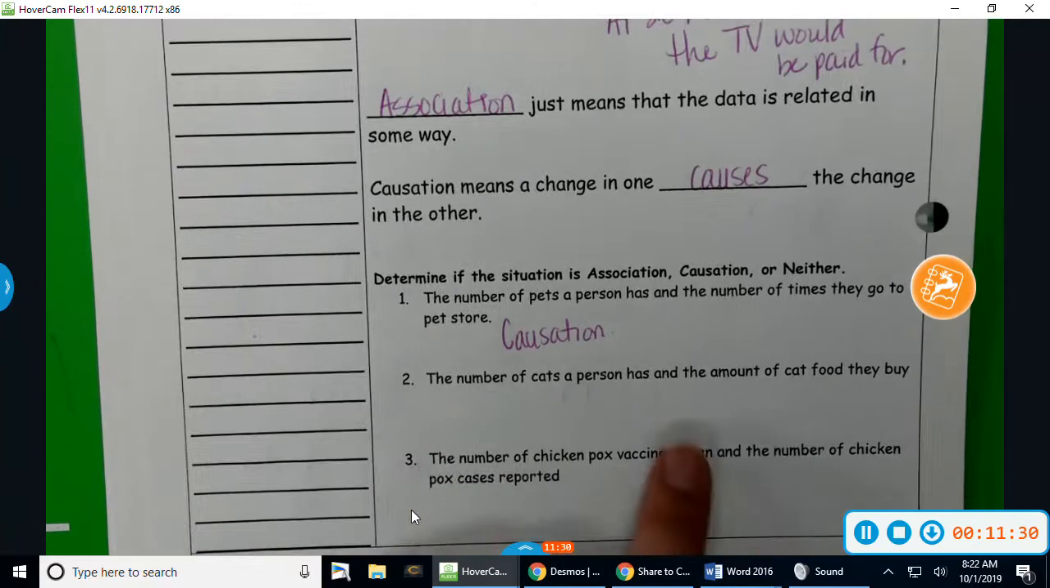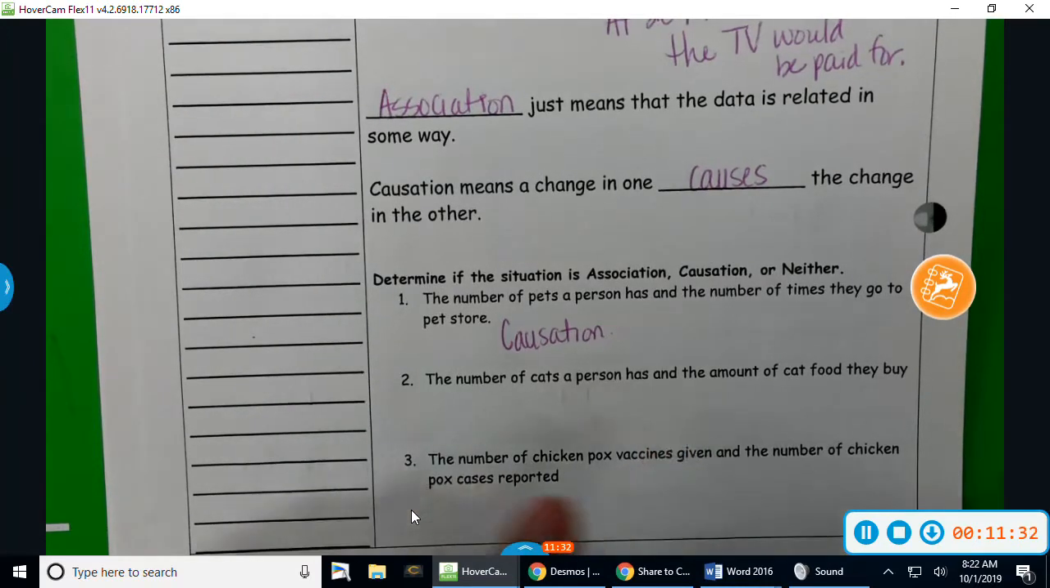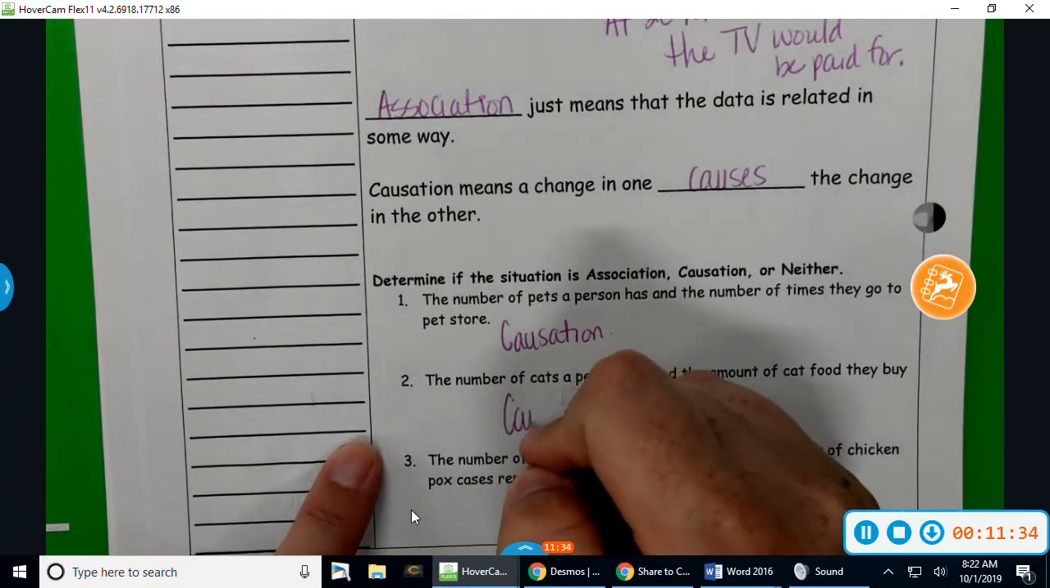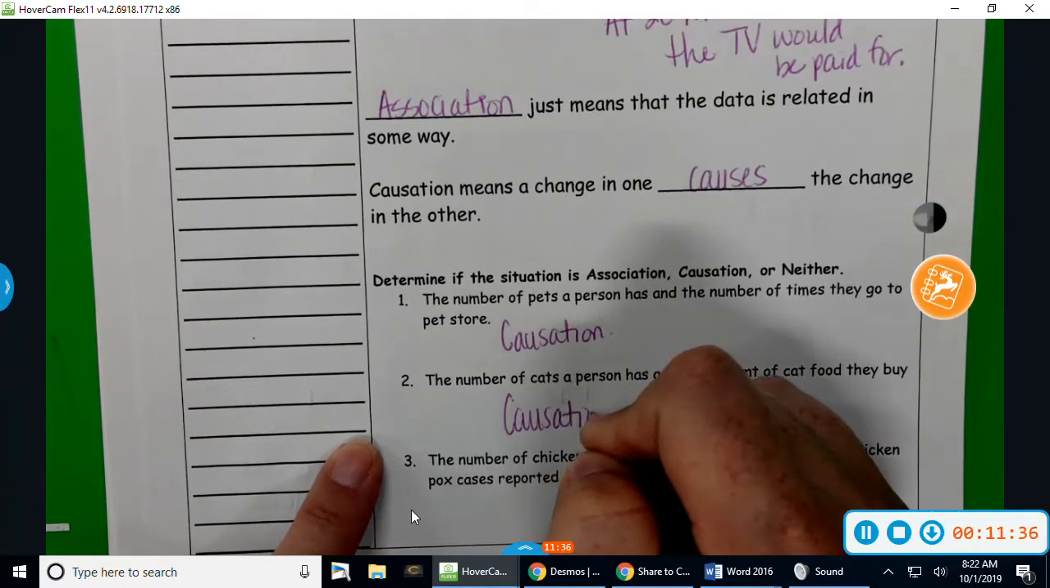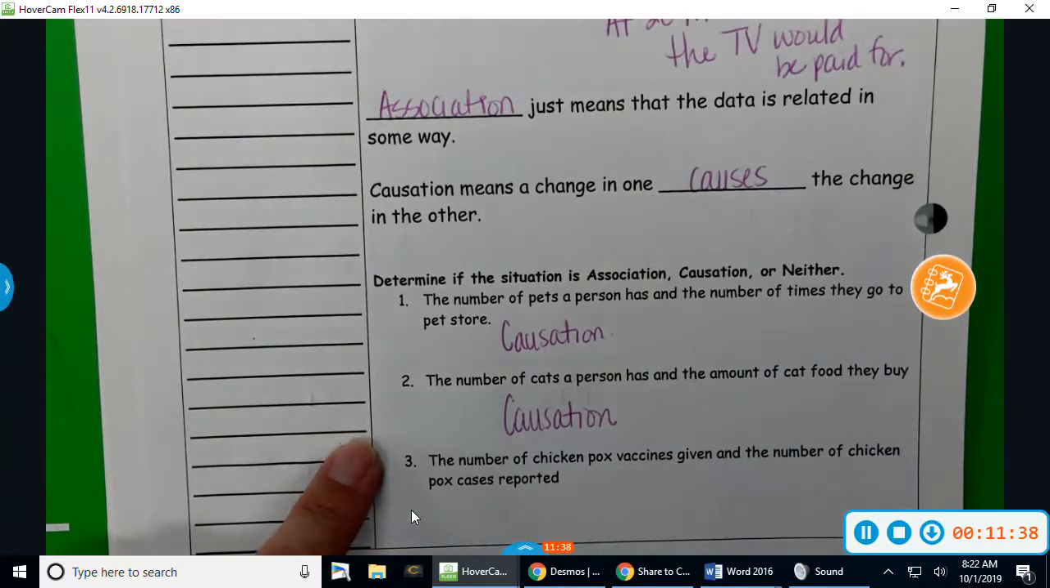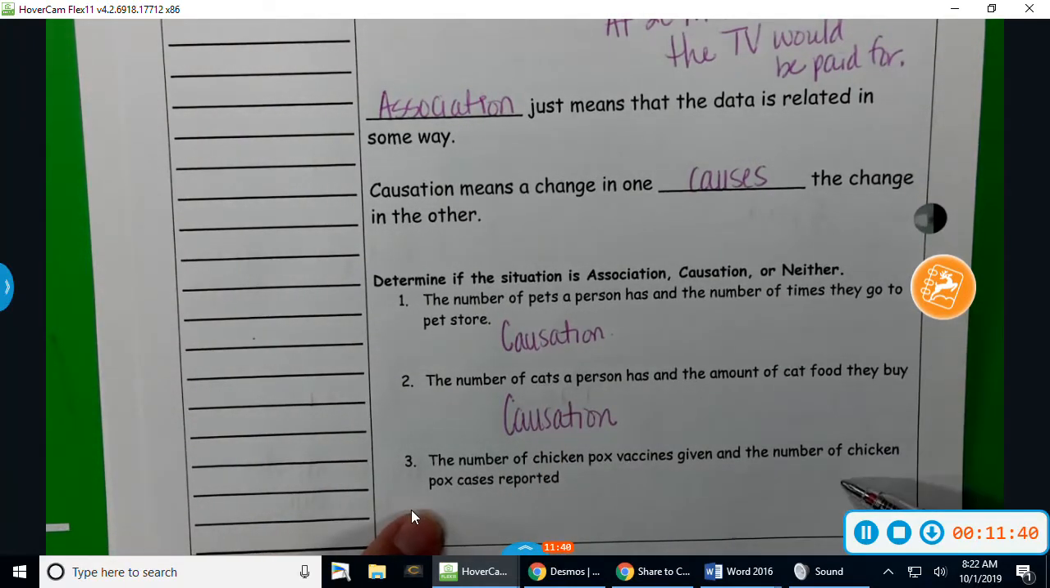The number of cats a person has and the amount of cat food they buy. That's causation. The number of chickenpox vaccines given and the number of chickenpox cases reported.